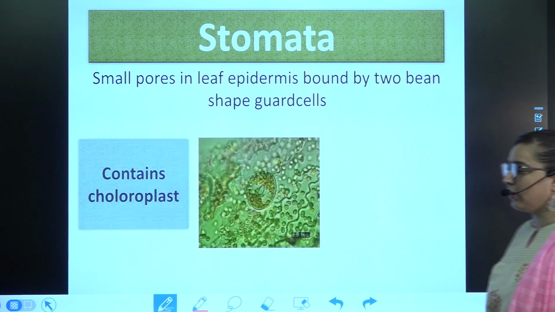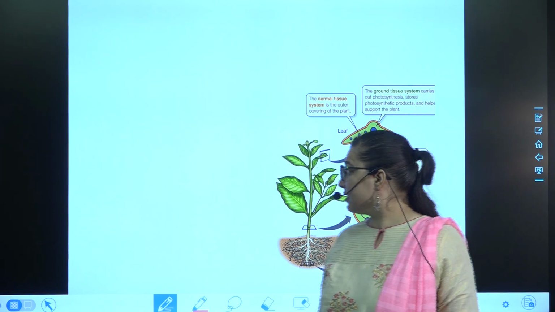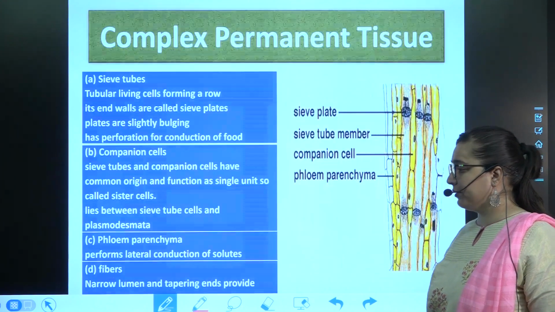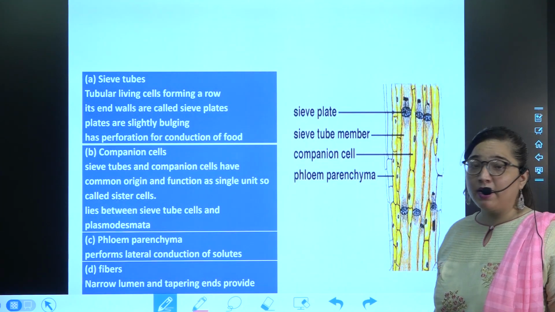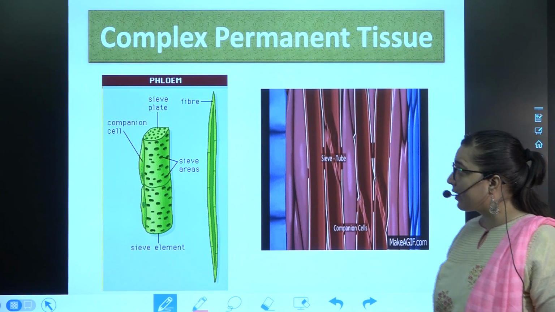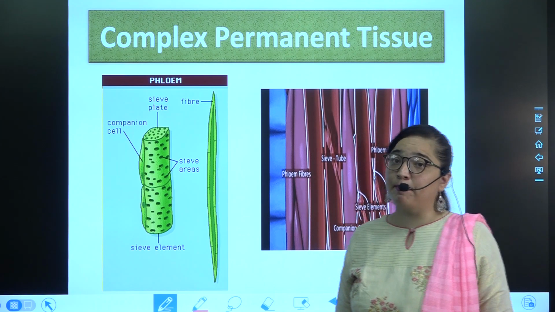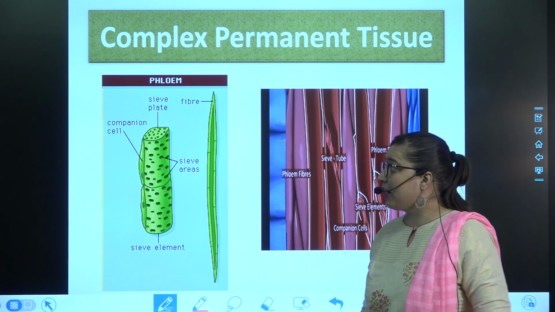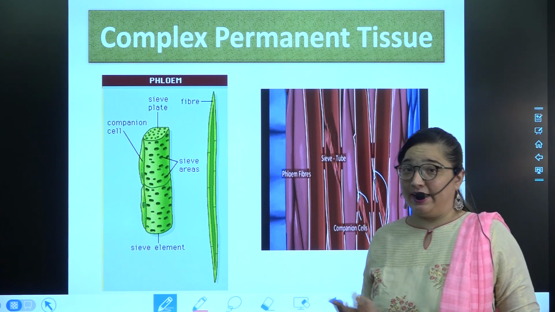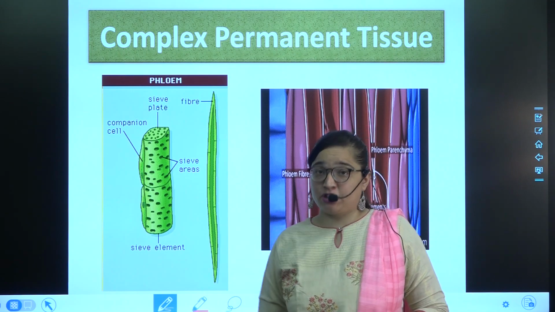Okay, so I hope that you have noted all the content. Now let's move further from the beginning of the content. We started with phloem, and it's over here. This is the important part. Okay, phloem. As you can see, it contains sieve tubes, phloem parenchyma, fibers, and companion cells. The sieve tubes, you can see, are like companion cells, and at the end they have a plate which is slightly bulging. It contains pits for the conduction.